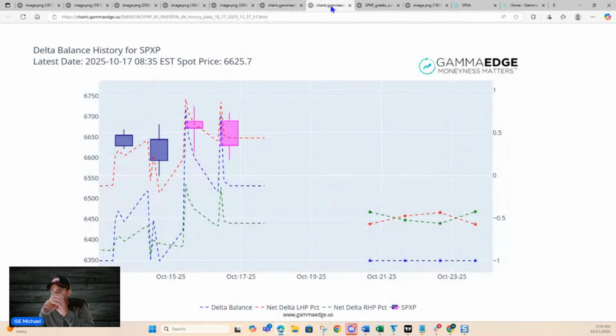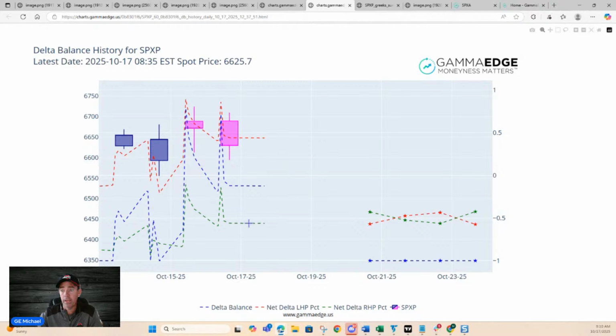All right, moving on to the delta balance. We separate the structure here into left-hand plane, right-hand plane, and then the aggregate, which is the blue dotted line, the delta balance. Our green is the right-hand plane. That would include your out-of-the-money calls, as well as in-the-money puts overhead. And then the red dotted line is your left-hand plane. Those are the in-the-money calls below us, as well as the out-of-the-money put speculation.